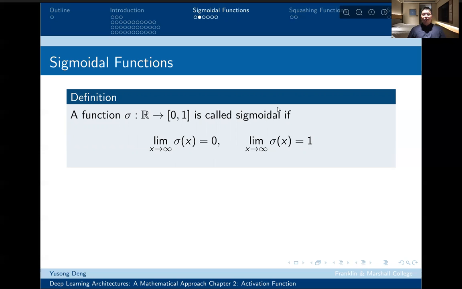Next time you can try to count how many typos I made in those slides. And here, if x goes to infinity, the sigmoidal function should equal 1. And that is the definition of a sigmoidal function.